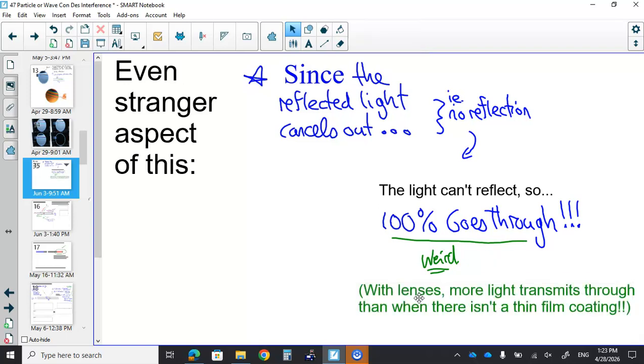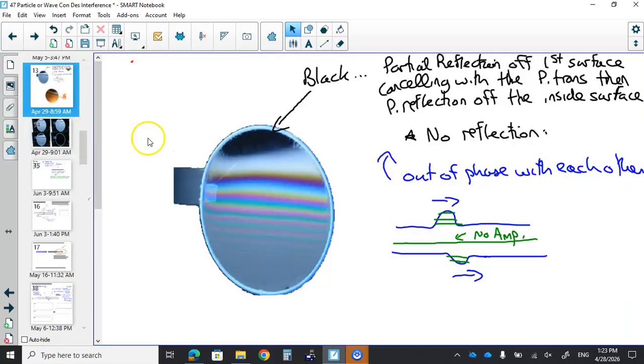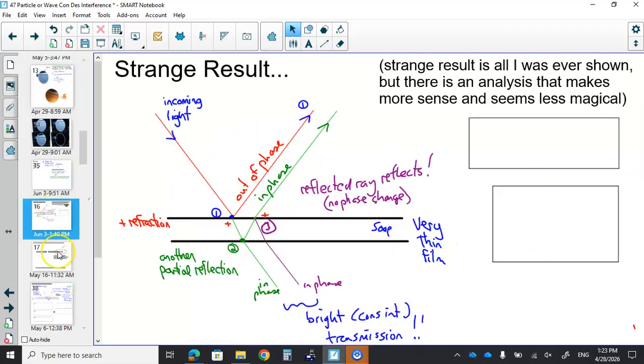Okay, so with lenses, more light transmits through when there is a thin film coating than when there isn't. We're going to see thin film coatings on lenses soon and analyze this. But right now there's tons of light getting through this section, because it's not reflecting.